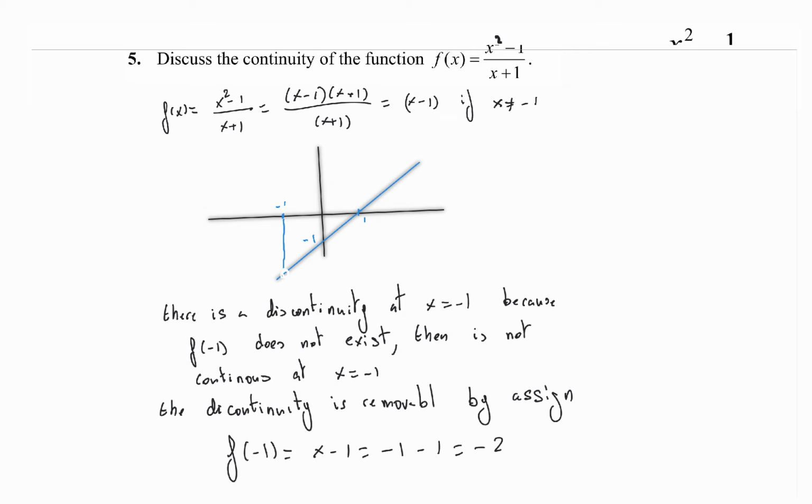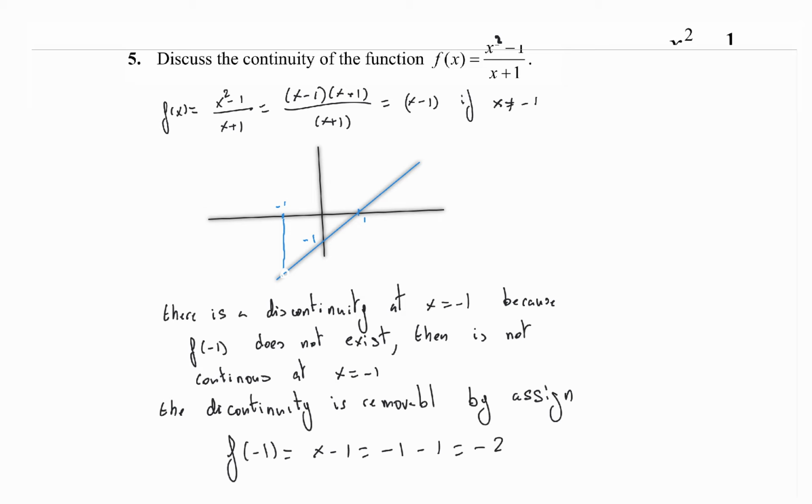So what is x minus 1? x minus 1 is a rectilinear line, is this one. But this one is not exactly a rectilinear line. It's a rectilinear line, but at x equals minus 1 it is not defined. You see the white point, it's not defined. What should I do to remove the discontinuity, to make it removable? I will assign f of minus 1 the value minus 1 minus 1, which is minus 2. I assign the value of minus 2, and I remove the discontinuity.